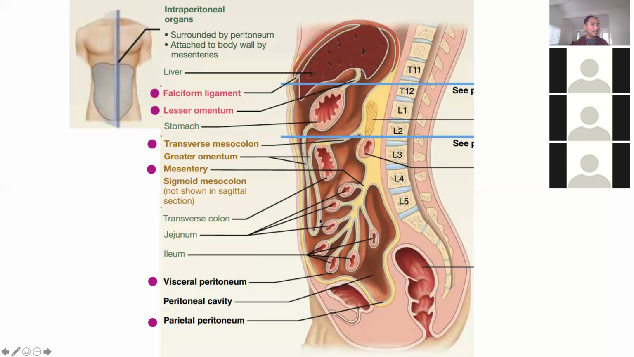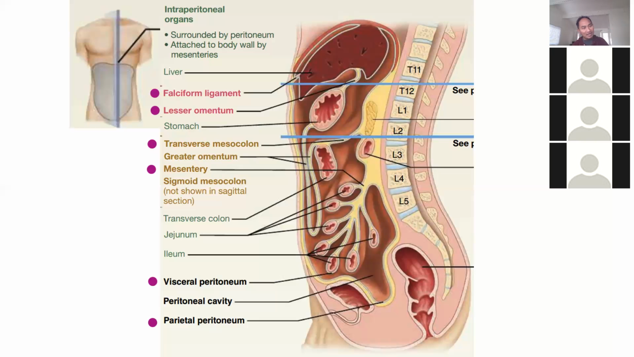Keep going, come here, split again, go here. So this fold of peritoneum, together with fat, blood vessels, and lymph nodes, is called mesentery. So it's called omentum. So this is a greater omentum, which we saw from the previous diagrams.